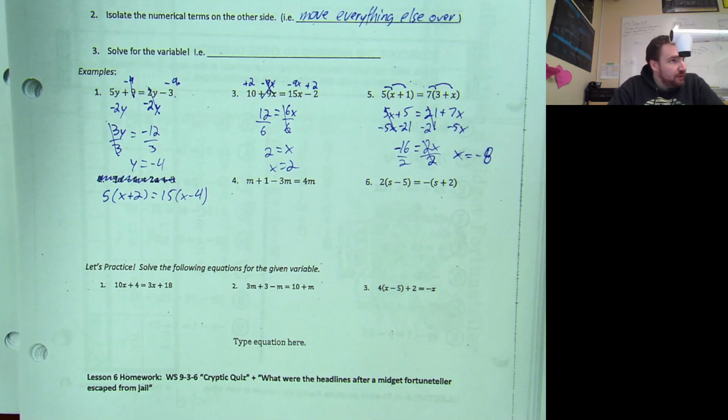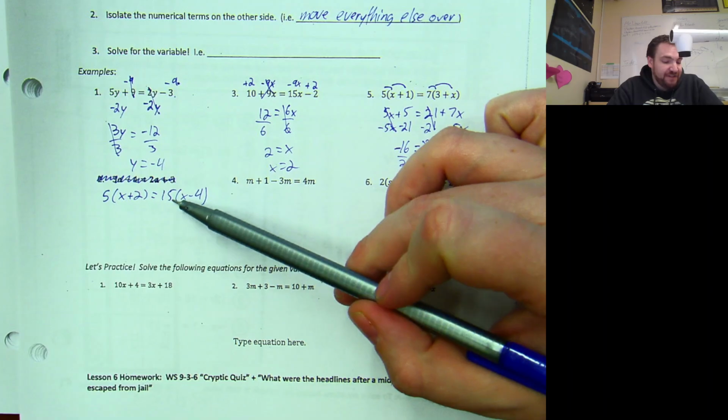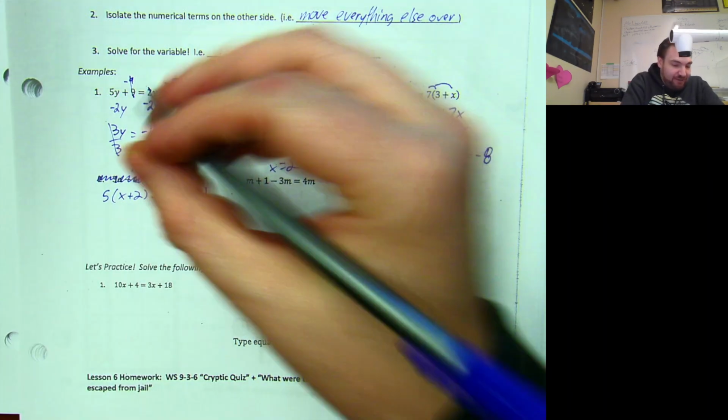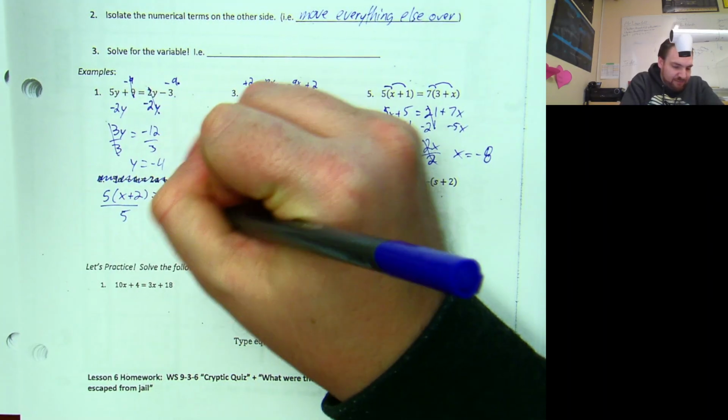Okay, so what do I do first? I could distribute first. Do I have to distribute first, Aminat? I could divide by 5 on both sides. Why would that be not a bad thing to do right now? Because 15 is divisible by 5. The first thing I could do here is divide 5 on both sides.